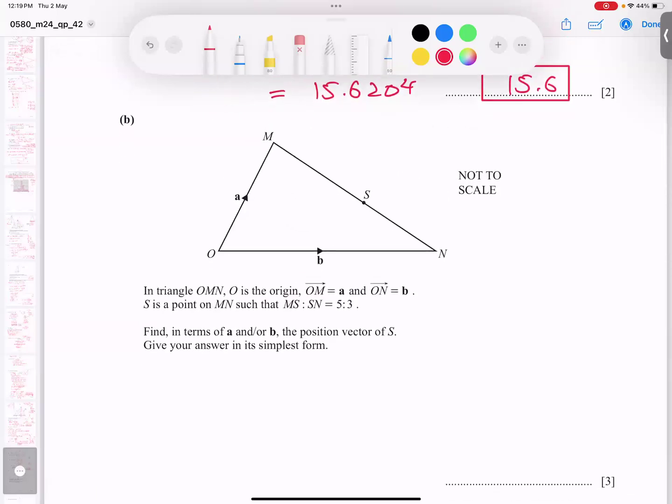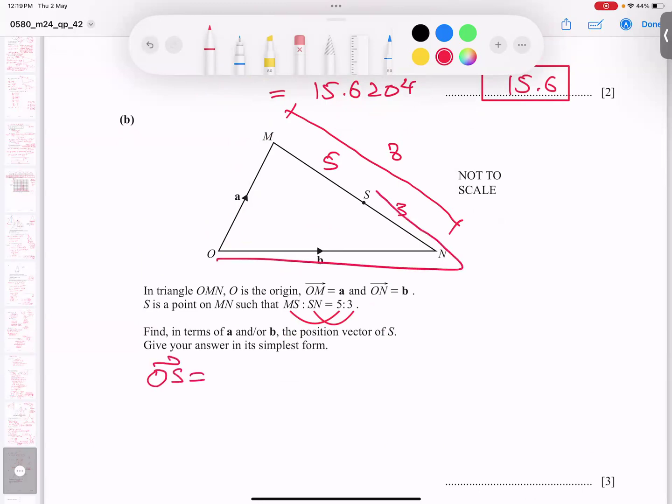He's saying here that this is A, this is B, and now this is ratio MS 5, so this is 5, SN ratio 3, so this is 3, and total ratio from here to here is 8. He is asking position vector of S. Whenever position vector, it may start from O. I have two paths, O to N, N to S, or O to M, M to S. I can go any one path. Okay, I'm going for O to M, M to S.